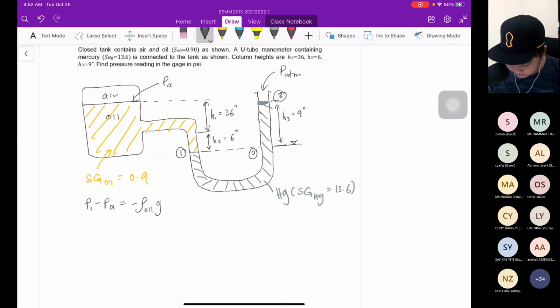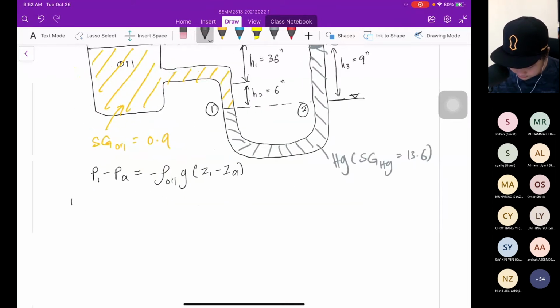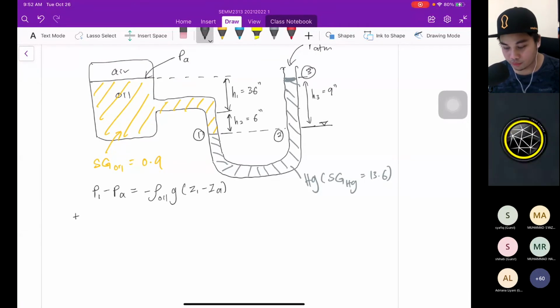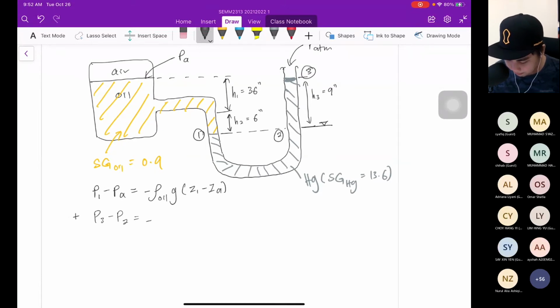Okay, gravity. And then Z1 minus ZA. Alright, and then plus, with 1 to 2, we can jump. Okay, 1 and 2 the same. We can jump from point 1 to point 2. So now 2 to 3. So P3 minus P2 equals negative rho of mercury, Z3 minus Z2.